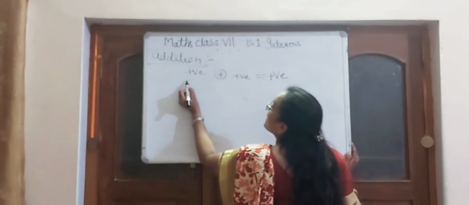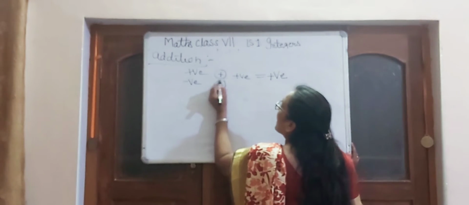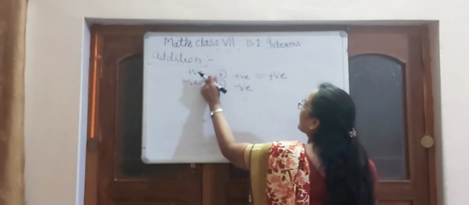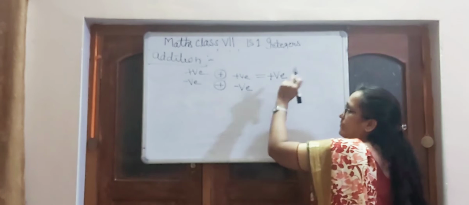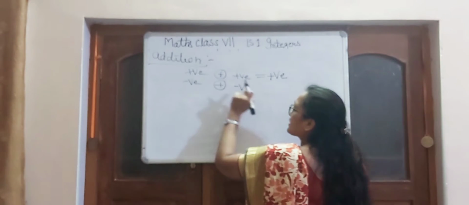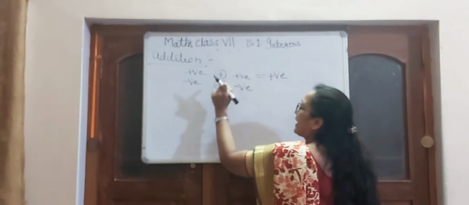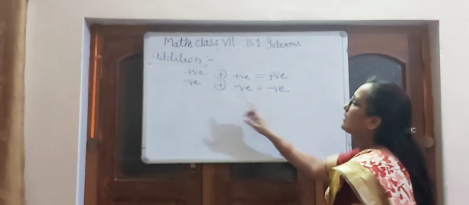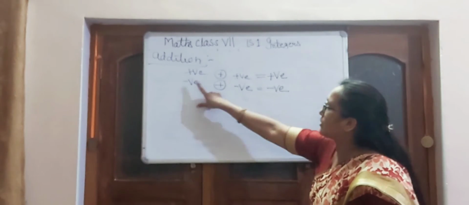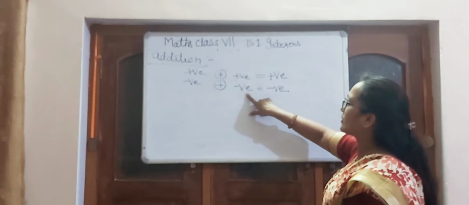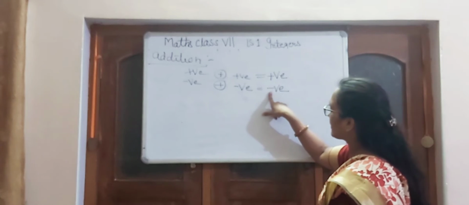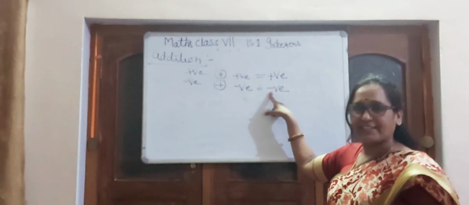When integers of the same sign are added, we will get the same sign. Here also, integers of the same sign are added, we will get the same sign. So when you add one negative integer with another negative integer, we will add the integers and put the sign of minus.